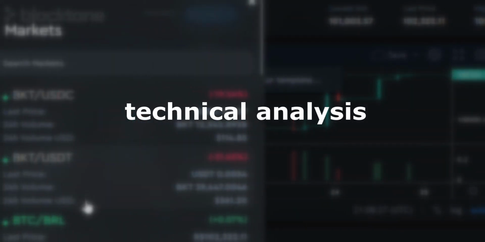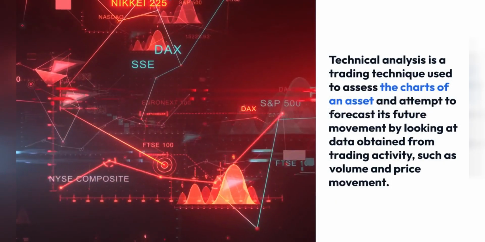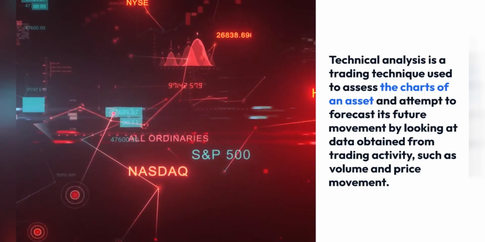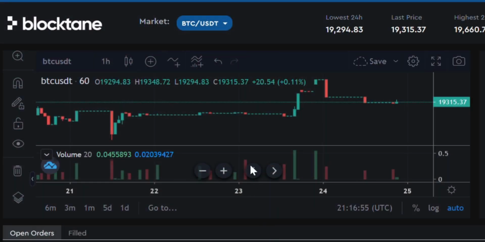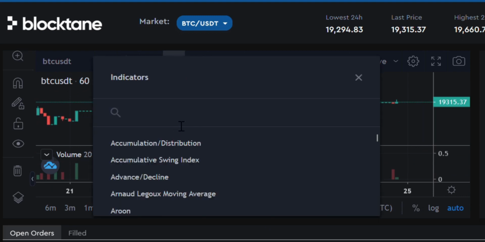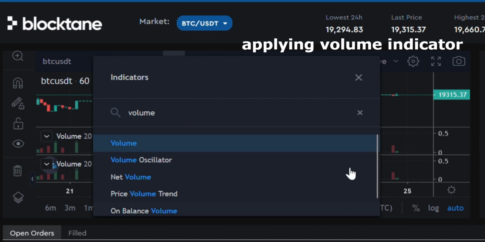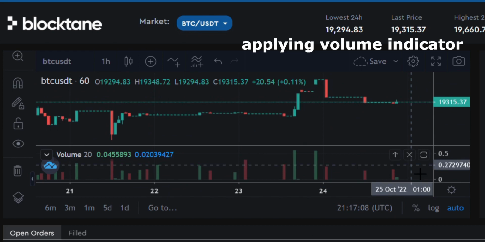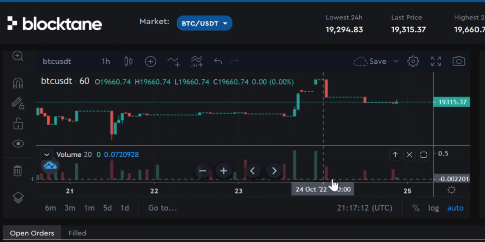Technical analysis is a trading technique used to assess the charts of an asset and attempt to forecast its future movement by looking at data obtained from trading activity, such as volume and price movement. Technical analysts concentrate on charts of price movement and various analytical tools to evaluate a security's strength or weakness and predict future price changes, in contrast to fundamental analysts who try to determine a security's intrinsic value.